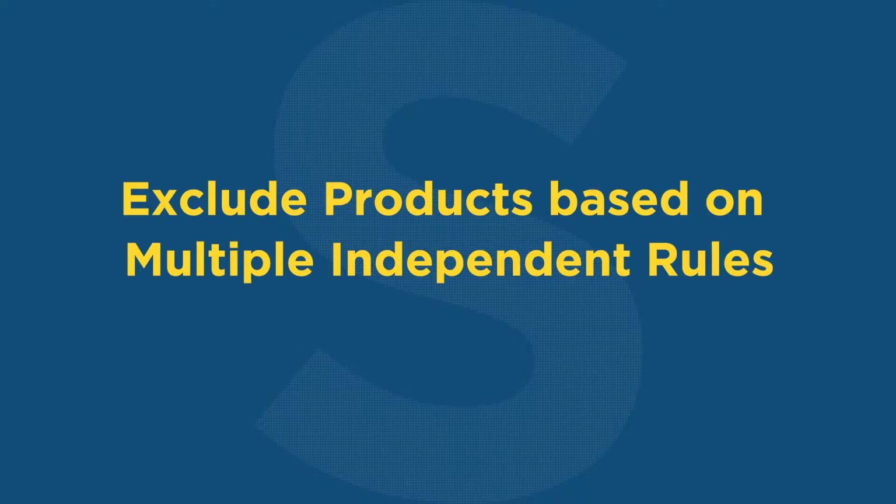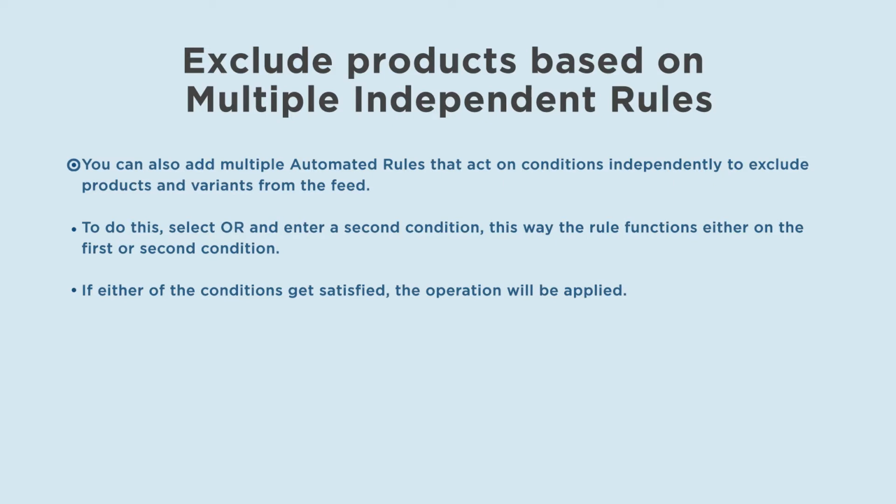Exclude products based on multiple independent rules. You can also add multiple automated rules that act on conditions independently to exclude products and variants from the feed. To do this, select or and enter a second condition. This way the rule functions on either the first or second condition. If either of the conditions gets satisfied, the operation will be applied.